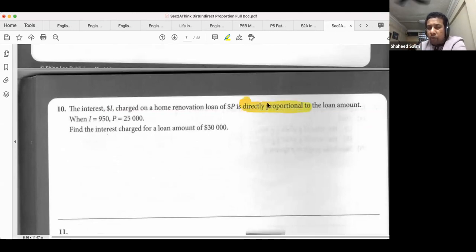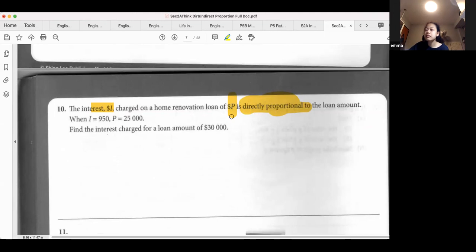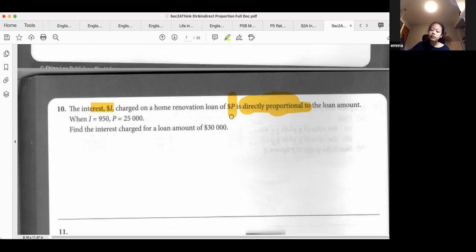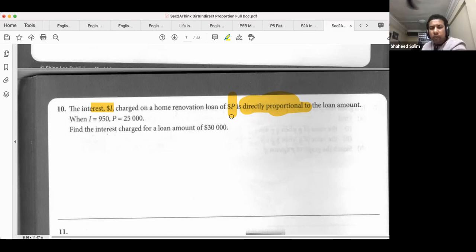Remember, look out for the clues. So this is interest, which is directly proportional to loan amount. I and P, instead of Y and X, is I and P. So you've got to find out what K is, right? Can you find out what K is? 0.038. Okay, well done.